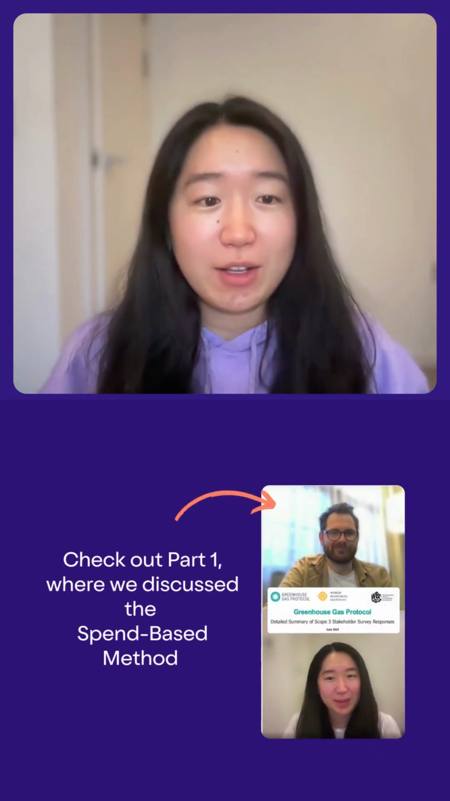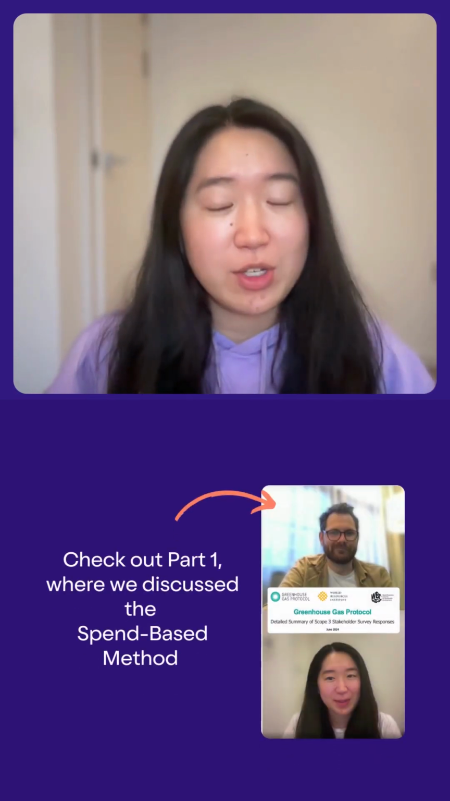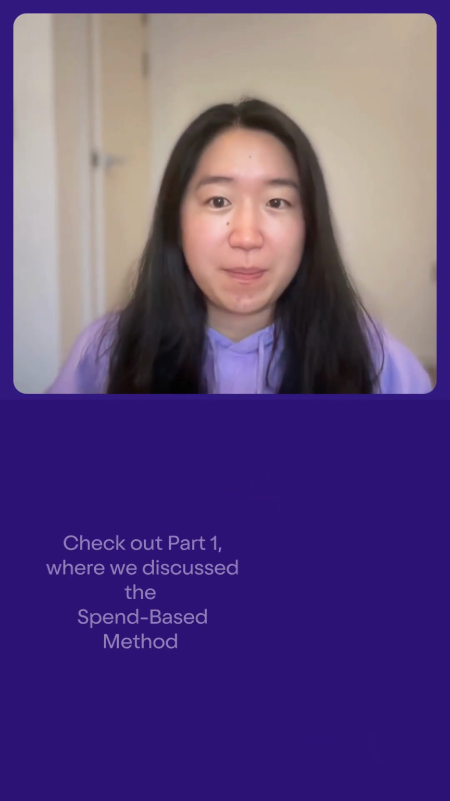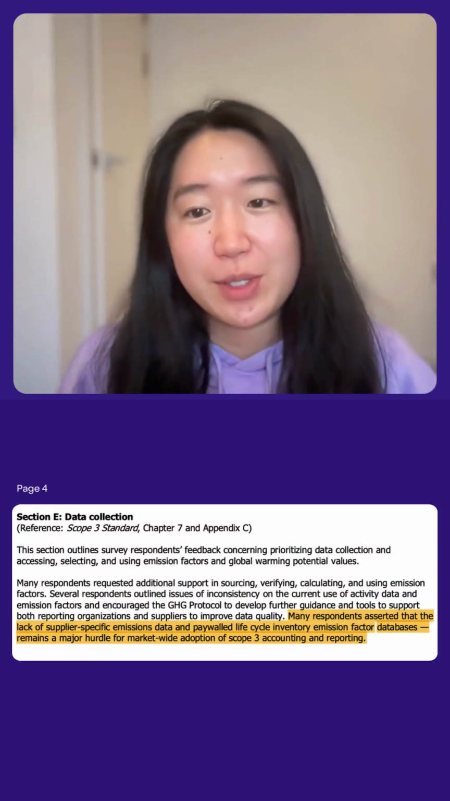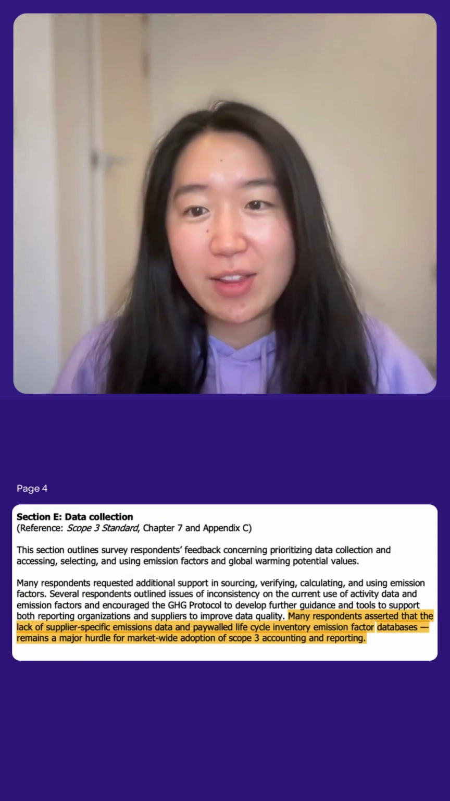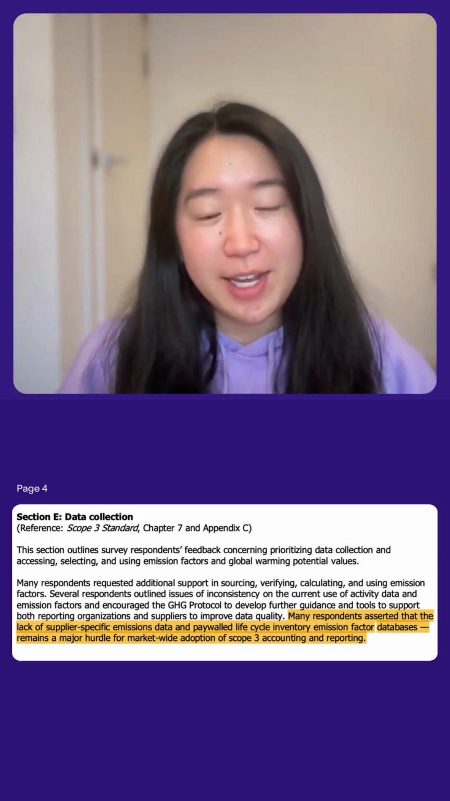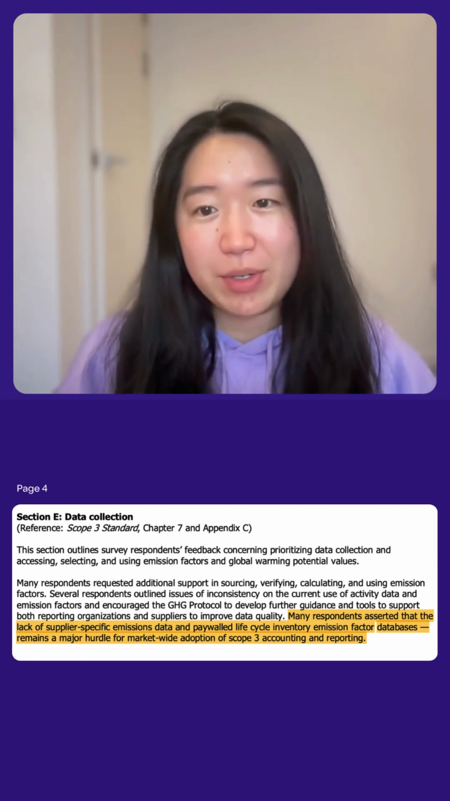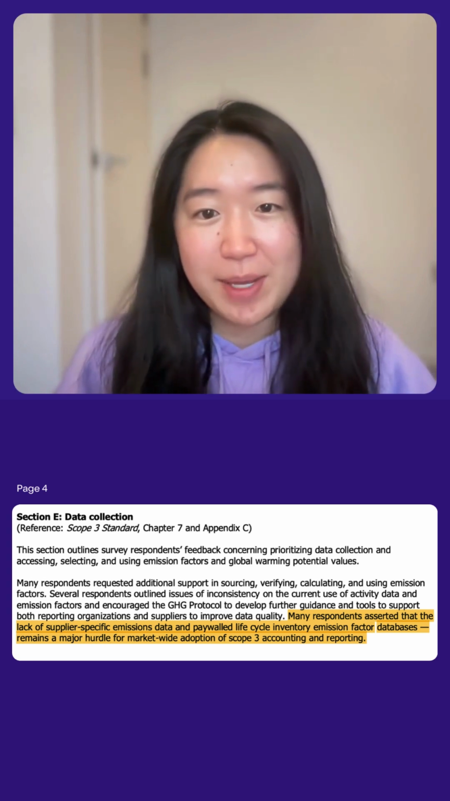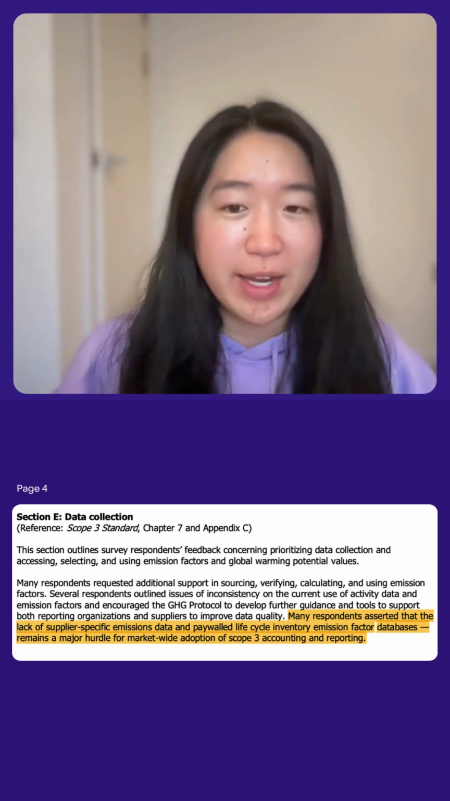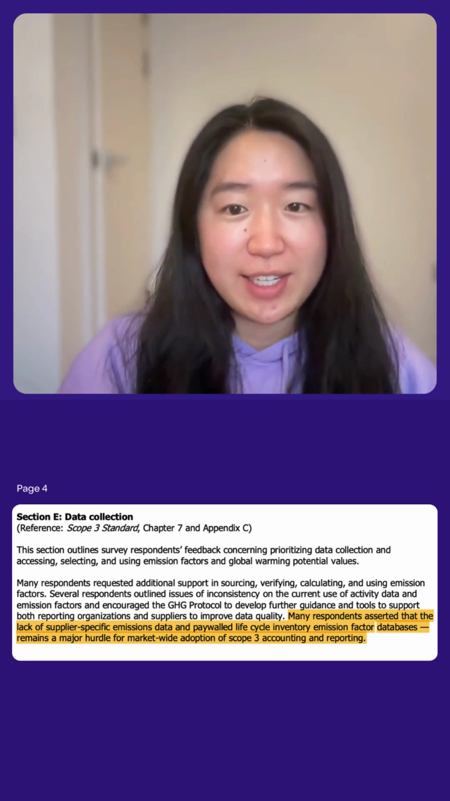Similar to what we talked about in part 1, a lot of the sentiment from respondents was they wanted more guidance from the GHG protocol. This sentence on page 4 is quite interesting from the feedback. A lot of respondents said that the lack of supply-specific emissions data and paywalled lifecycle inventory emission factor databases is a major hurdle for market-wide adoption of Scope 3 accounting and reporting.